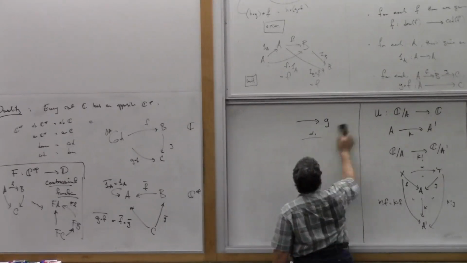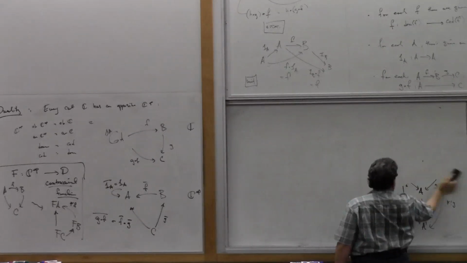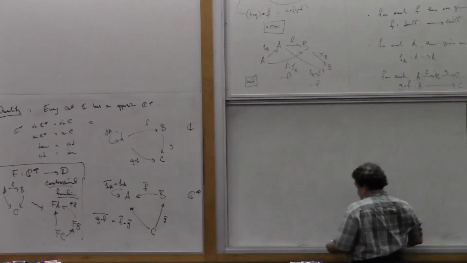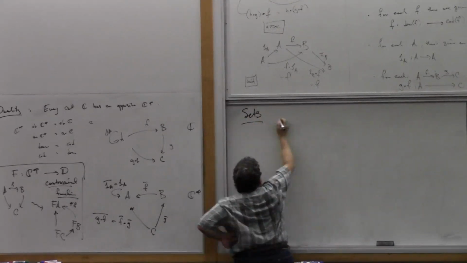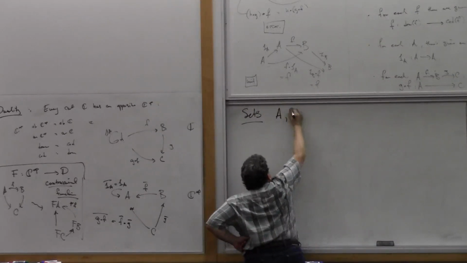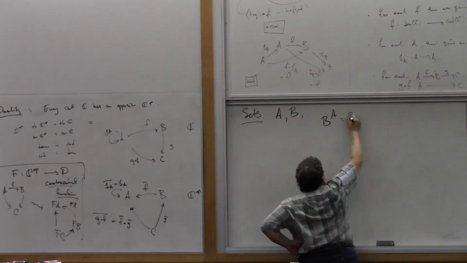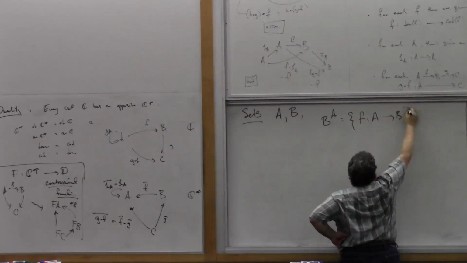So let's look at the category of sets. For any two sets in the category of sets, you can build the set of all functions from one to the other. So here we are in sets, and we have some sets A and B, and then B to the A is the set of all functions from A to B.